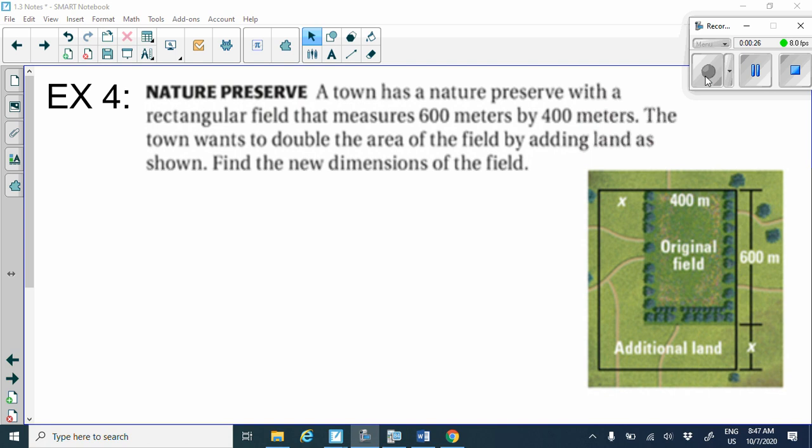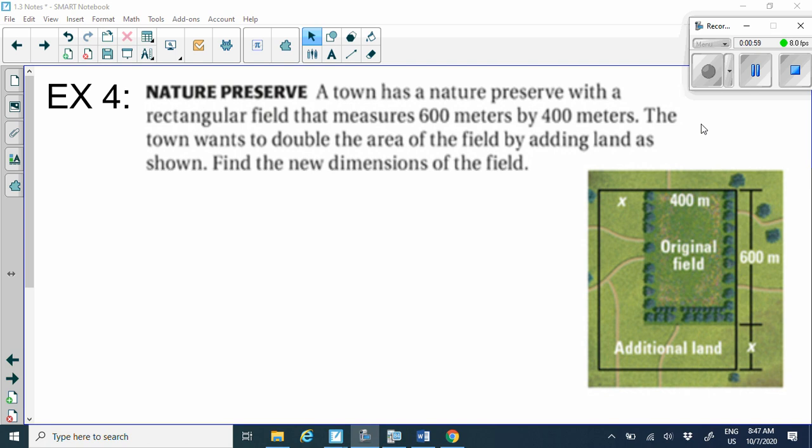So they have a picture here. We have what is called the original field, and we know the original field's dimensions are 400 meters by 600 meters, okay? But now we want to figure out what will be the new dimensions of the additional land, for the new dimensions of the field. In order to do this, let's figure out area, because we need to know the area, and from there we can find the new dimensions of the field.